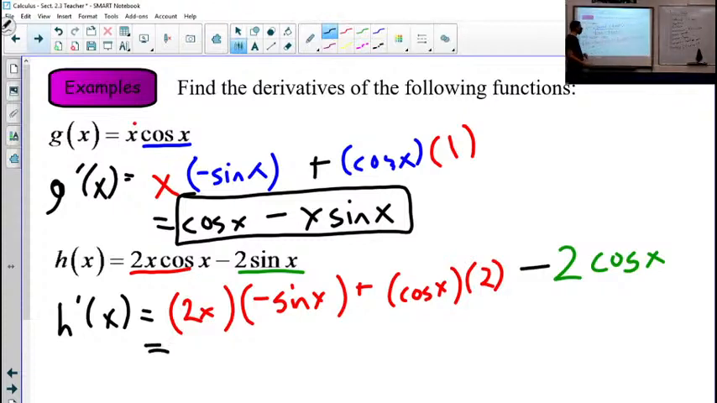If we wanted to simplify this, it can actually be simplified a little bit. Because I have a cosine of x times 2, and then minus 2 cosine of x. So these can actually cancel. And all we're left with is negative 2x sine of x.